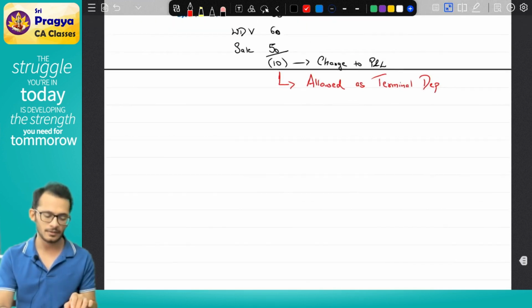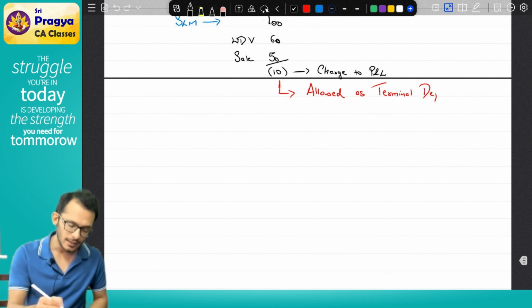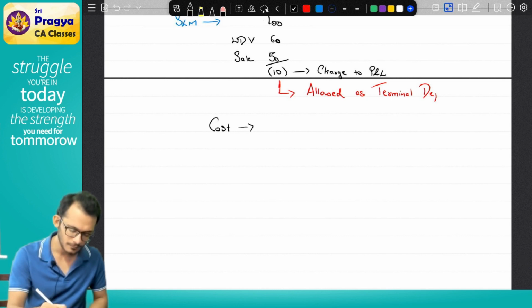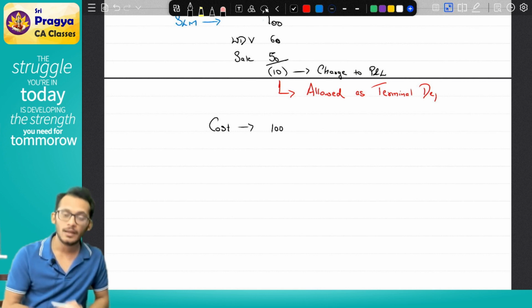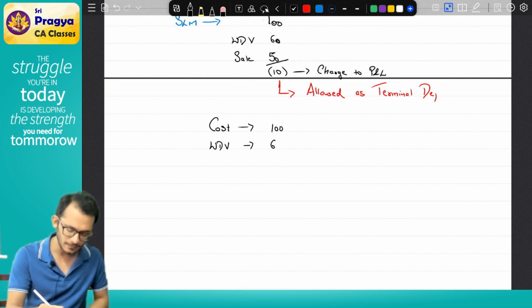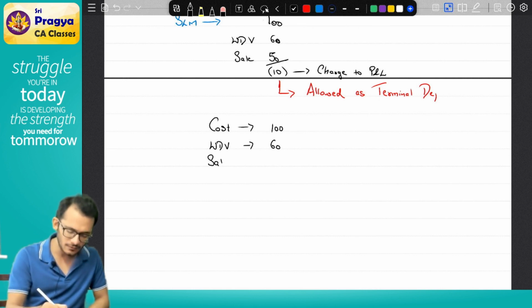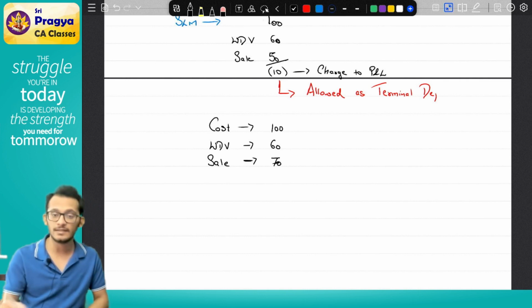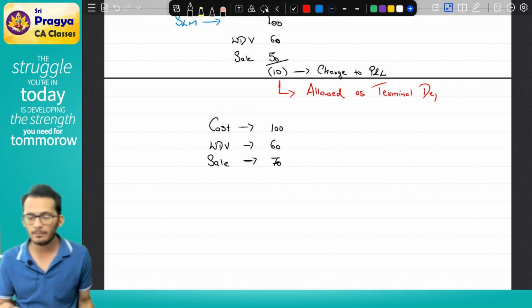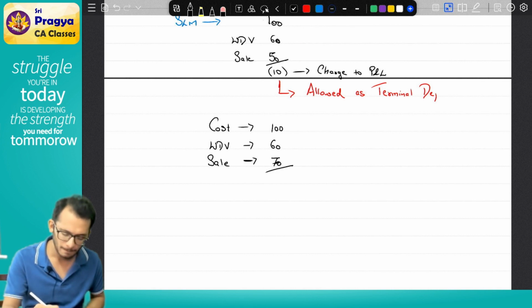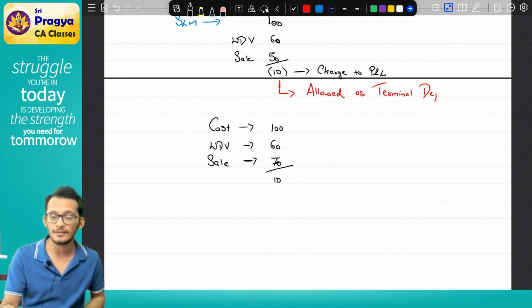I am changing the example. My cost is showing 100. My WDV is today showing 60. I sold this asset today for 70. My profit is 10. Yes or no? My profit is 10.